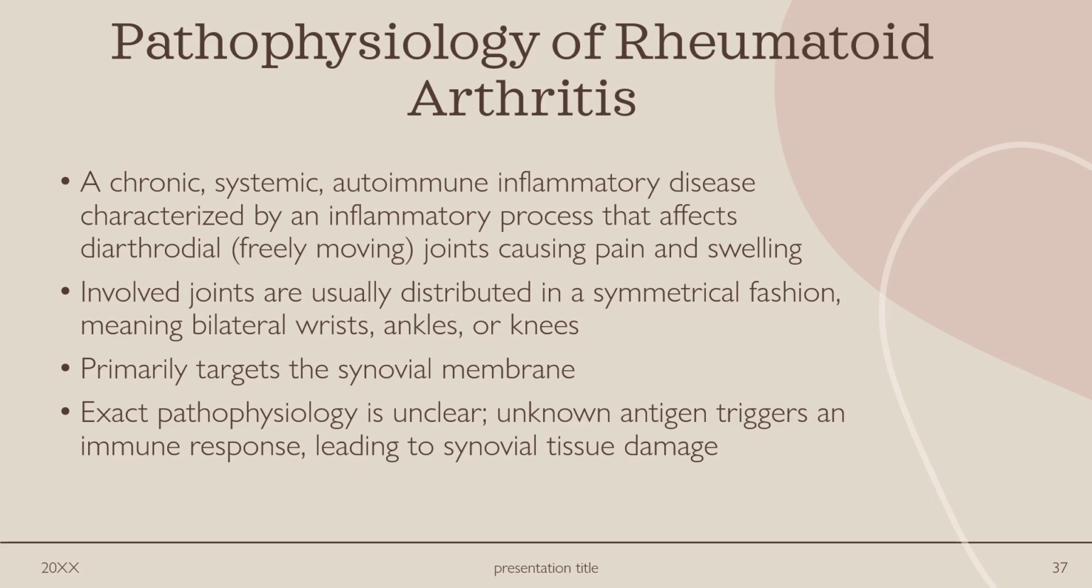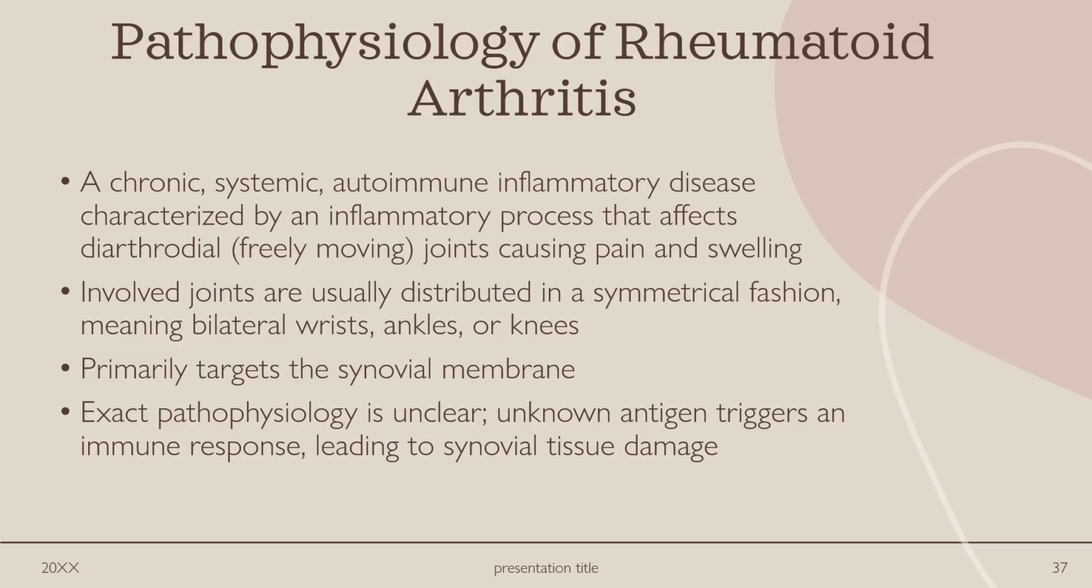And then the pathophysiology of rheumatoid arthritis. It is a chronic systemic autoimmune inflammatory disease that is characterized by an inflammatory process that will affect diarthrodial, meaning freely moving joints, causing pain and swelling. Involved joints are usually distributed in a symmetrical fashion, meaning bilateral wrists, ankles, or knees. It primarily targets the synovial membrane again, and then the exact pathophysiology is unclear. Unknown antigen triggers an immune response leading to this synovial tissue damage.